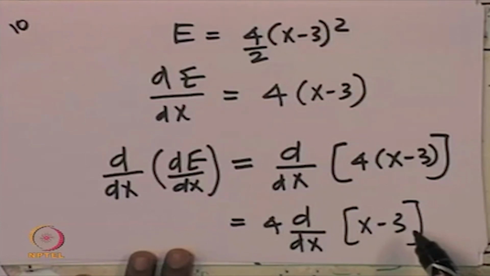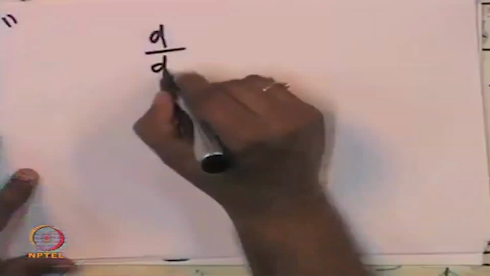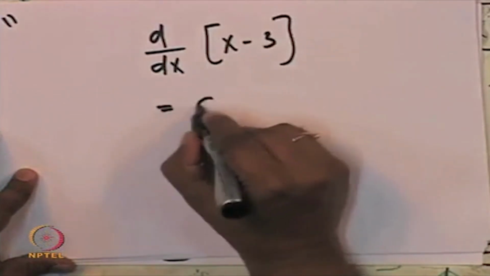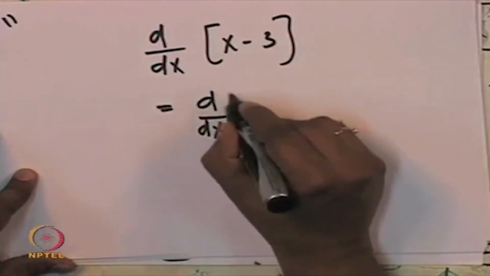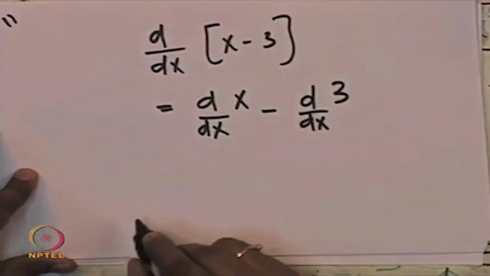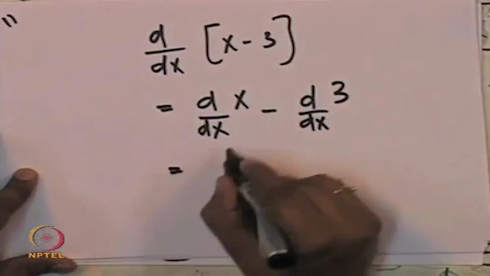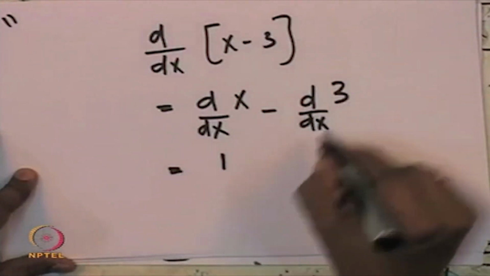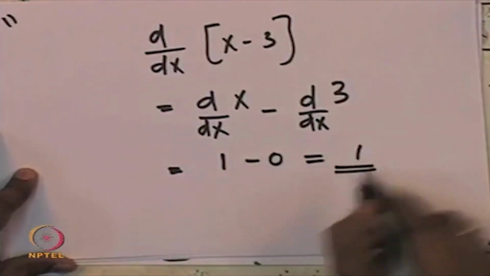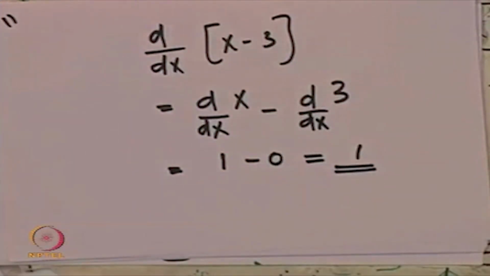So, let us just do it and convince ourselves that the derivative is indeed 1. What we want is d by dx of x minus 3, which is nothing but d by dx of x minus d by dx of 3. d by dx of x is 1 and the derivative of 3, a constant, is 0. So, 1 minus 0 is equal to 1. So, the answer is actually 1, that is what it is.